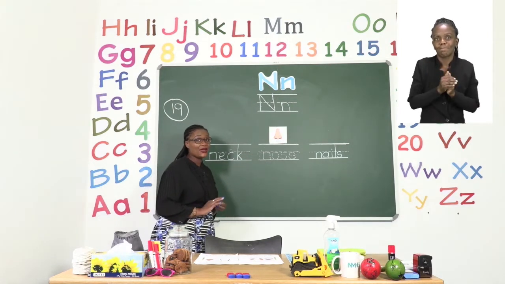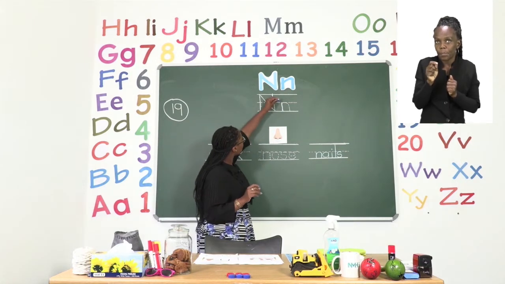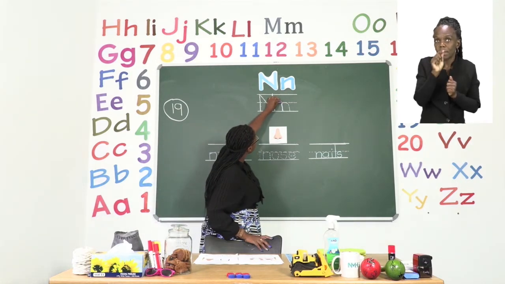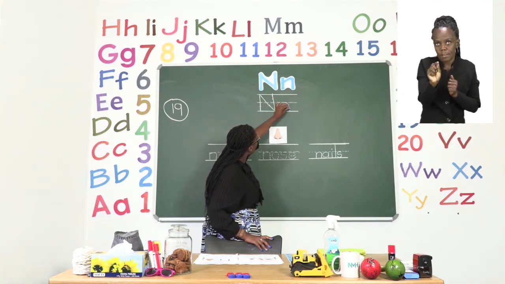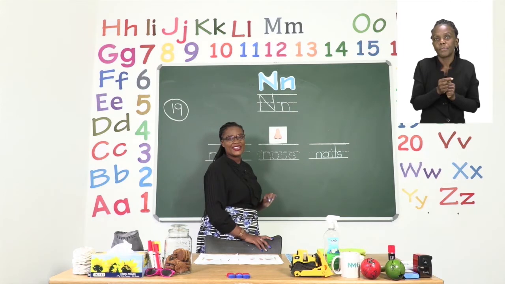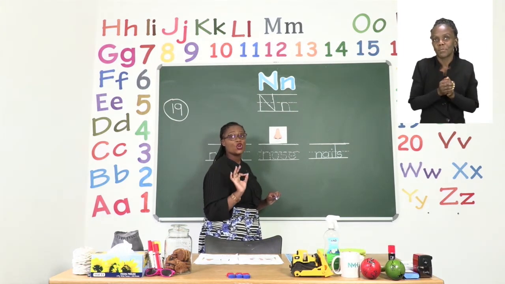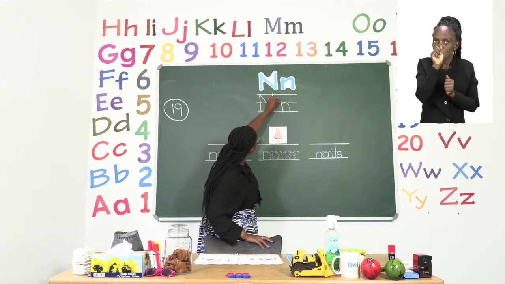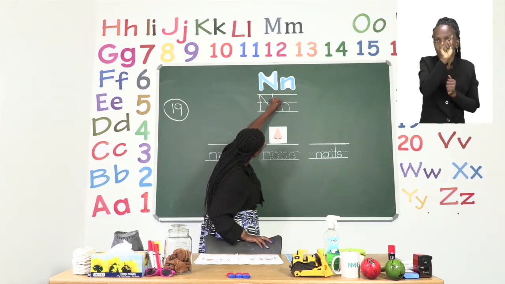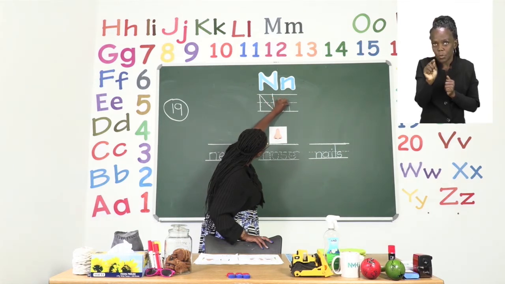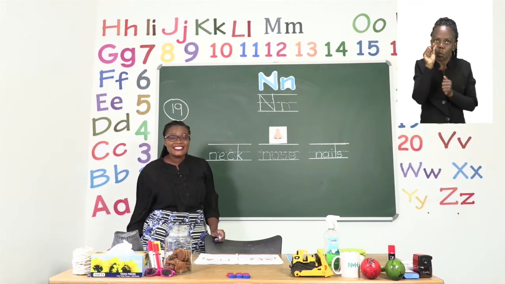Now let's try with the one that is not dotted. We're going to start by going down, up, and round. Very good. Now I want you to try on the dotted one. Let's go down, up, and round. And that is our small letter N.